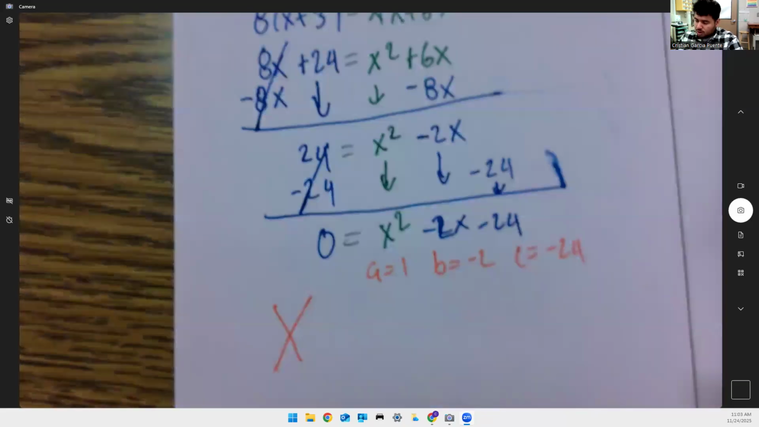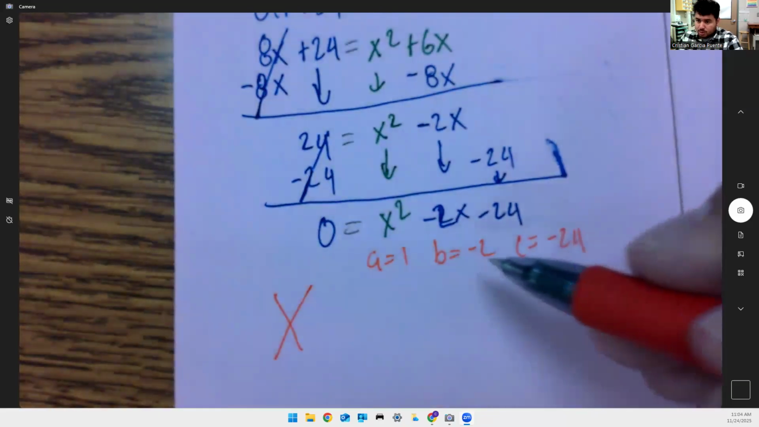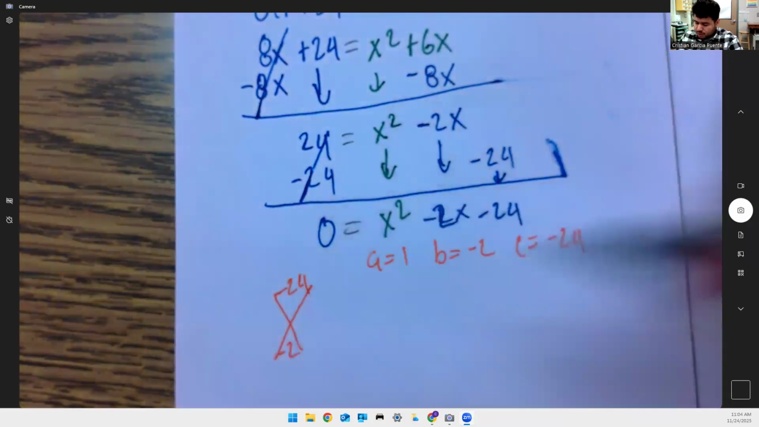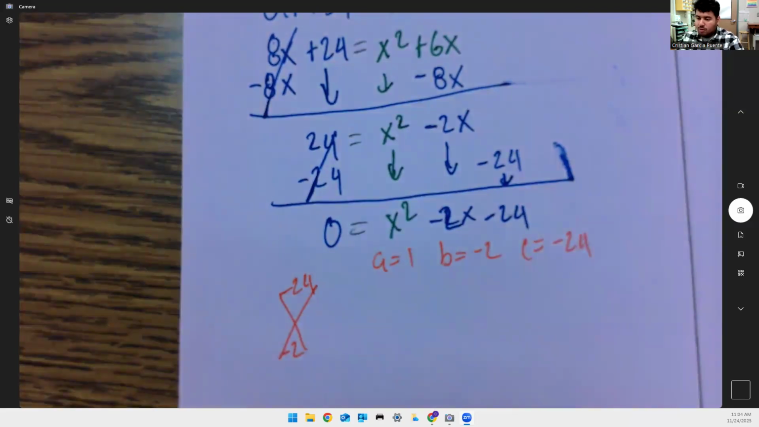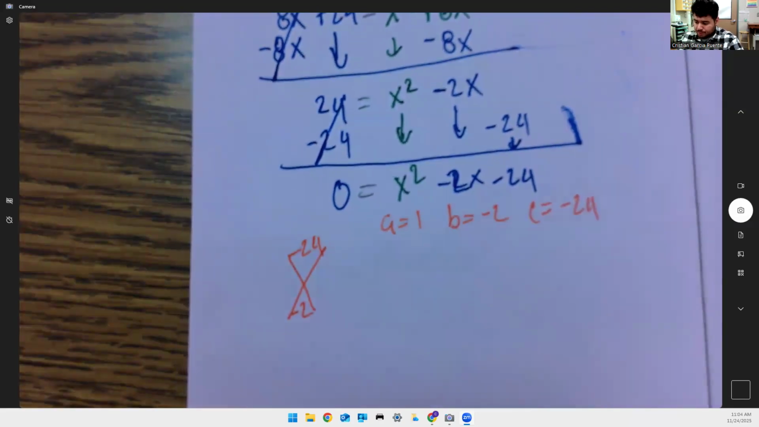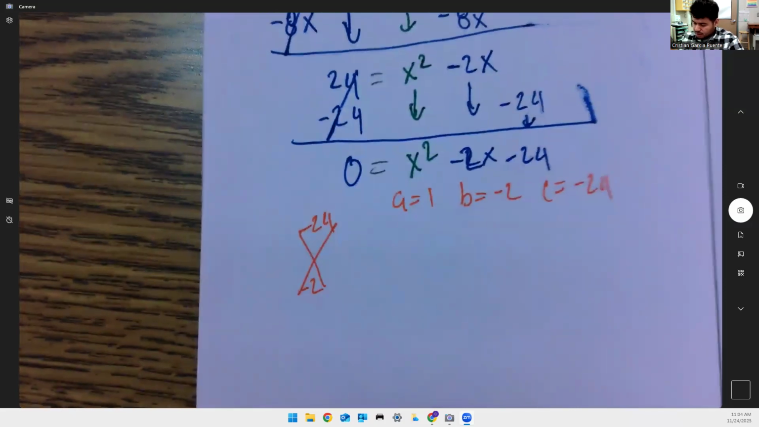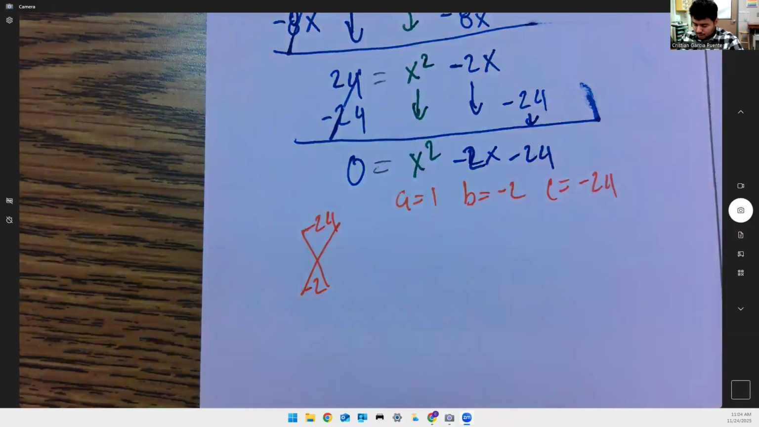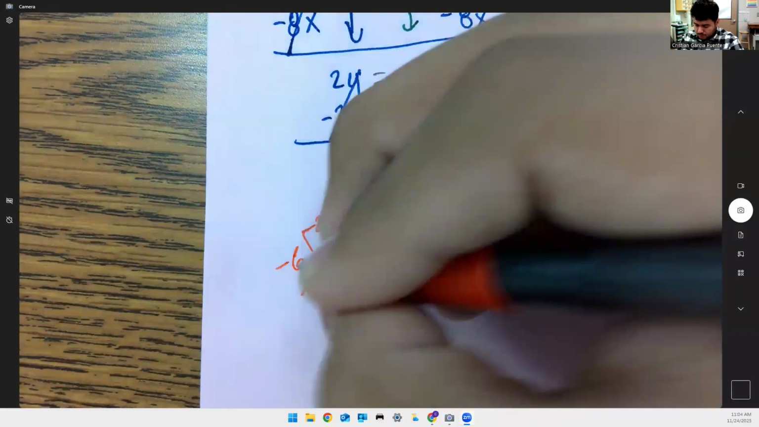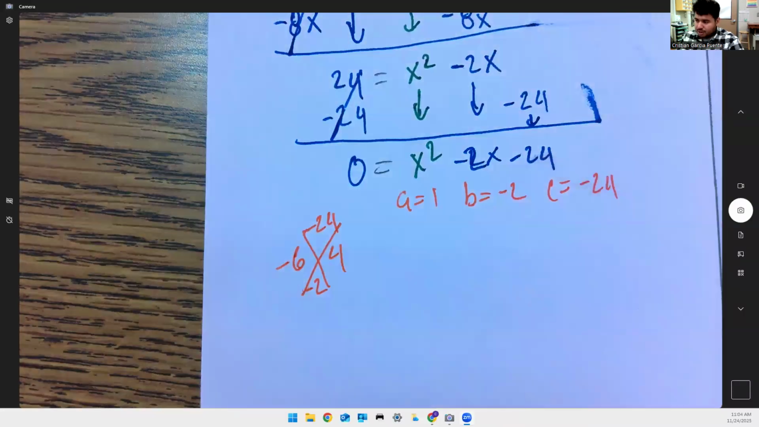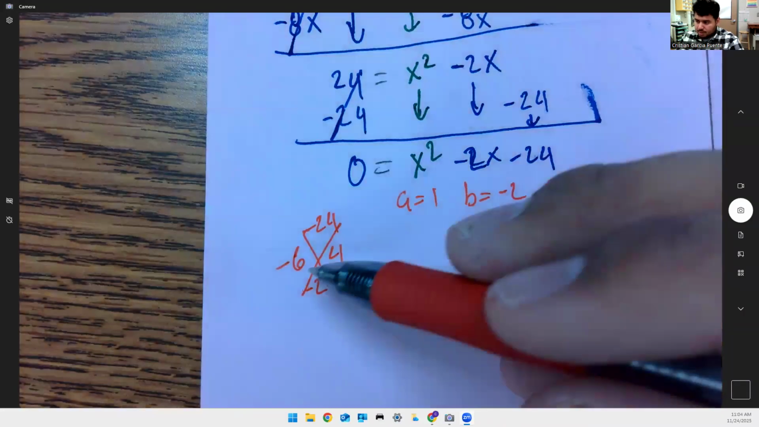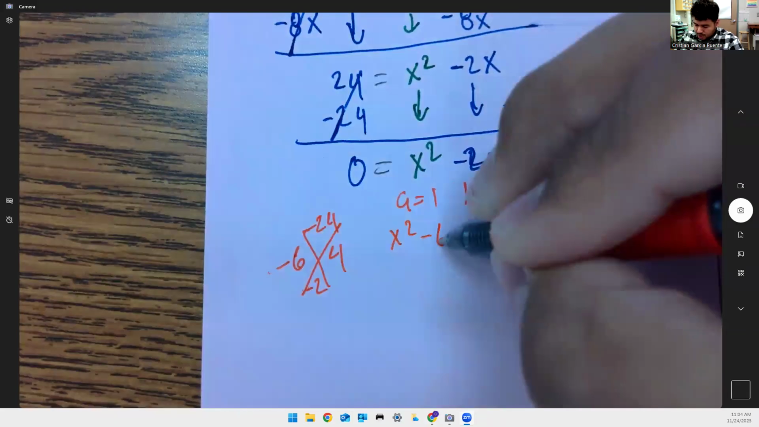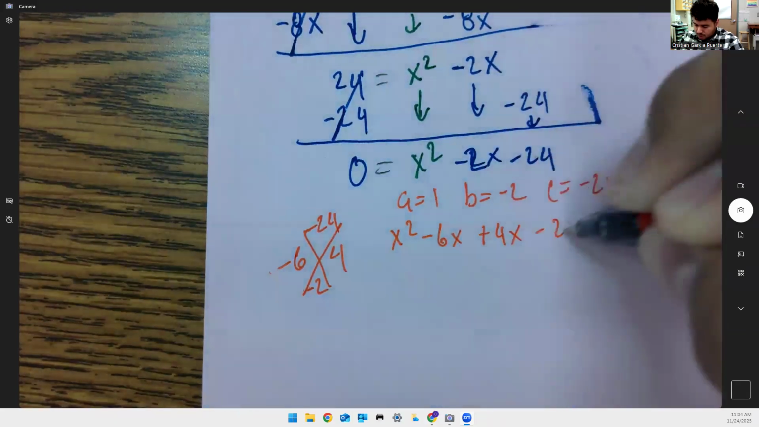So on top, you put your A times C, so negative 24 times 1, which is just negative 24. And on the bottom, you put your B, which is negative 2. So what are two numbers that multiply to negative 24 but add up to negative 2? That's going to be negative 8. Wait, no, negative 6, I meant, and positive 4. So now you're going to rewrite your polynomial by replacing the middle term of negative 2x with the negative 6 and negative 4. So you have x squared minus 6x plus 4x minus 24.